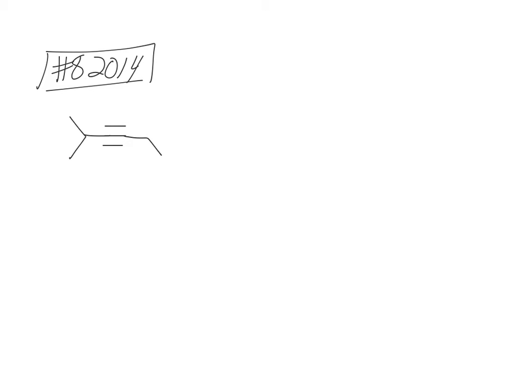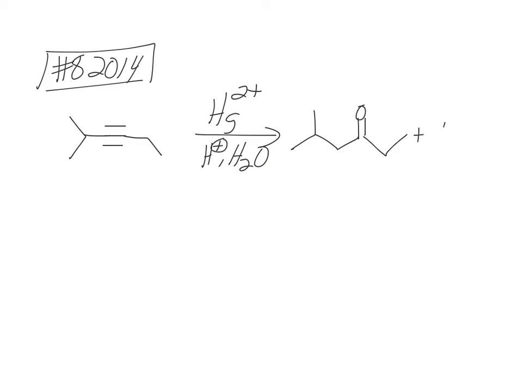Number 8 from 2014, Exam 4. For this one, we're on detailed mechanism, and we're working with an internal alkyne. What we have in our little reaction mixture is Hg2+, H+, and water. And this is going to make a ketone and remake H+. So obviously H+ must be a catalyst in this case, right?